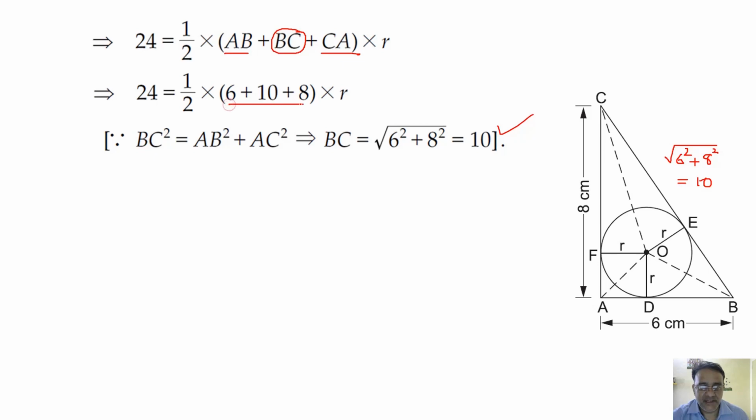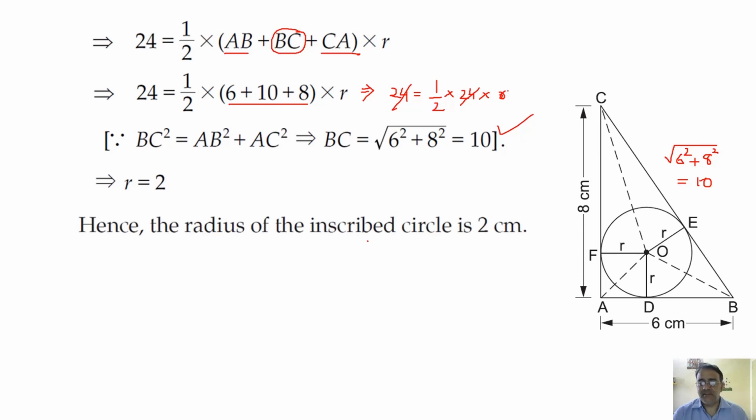Now 6 plus 10 plus 8, how much will you get? 24. So 24 is equal to 1 by 2 into 24, into R. So this 24 will be cancelled and we'll get R is equal to 2 only. This is clear? Yes, sir. Okay. So hence the radius of the inscribed circle is 2 centimeter. Any doubt here?